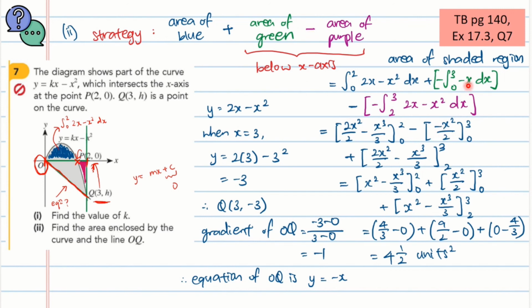So I go ahead to do my definite integrals, and then I can simplify and substitute in the values, and my final answer will be 4.5 units squared. I hope that you're able to follow and appreciate this strategy. It's not very easy to conceptualize it, but with practice, definitely you can do it too.